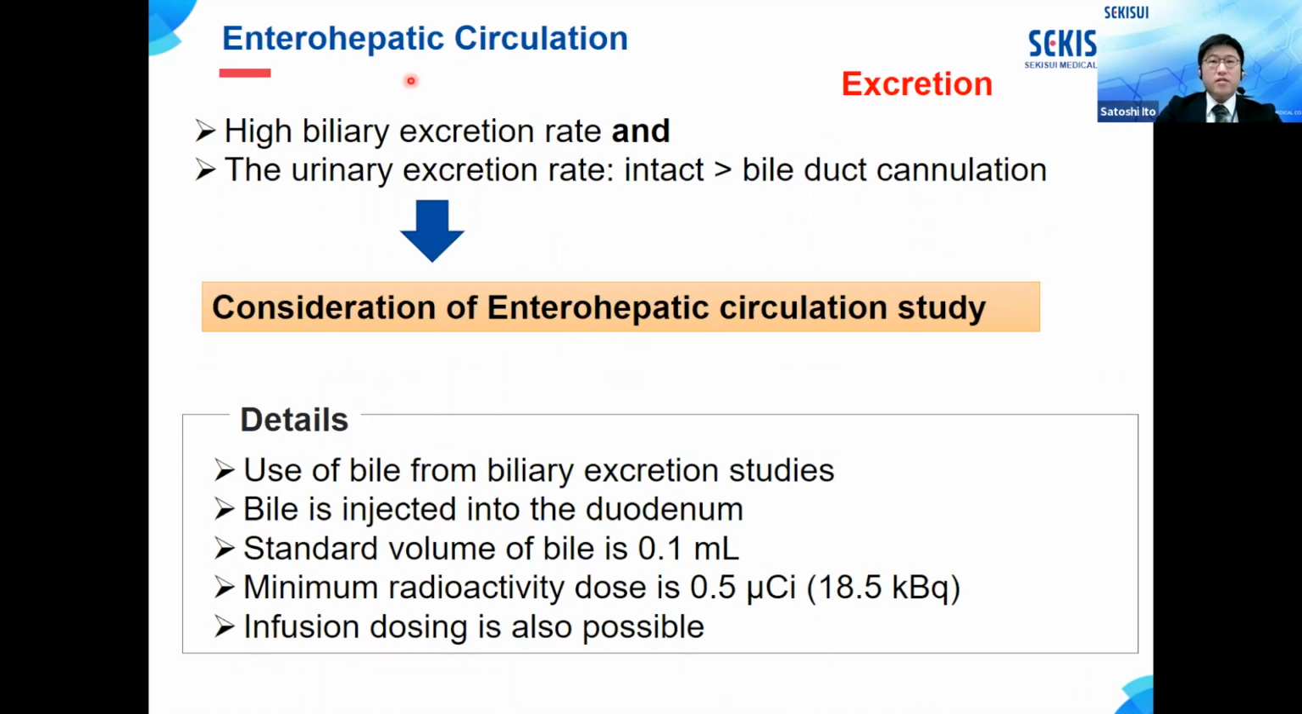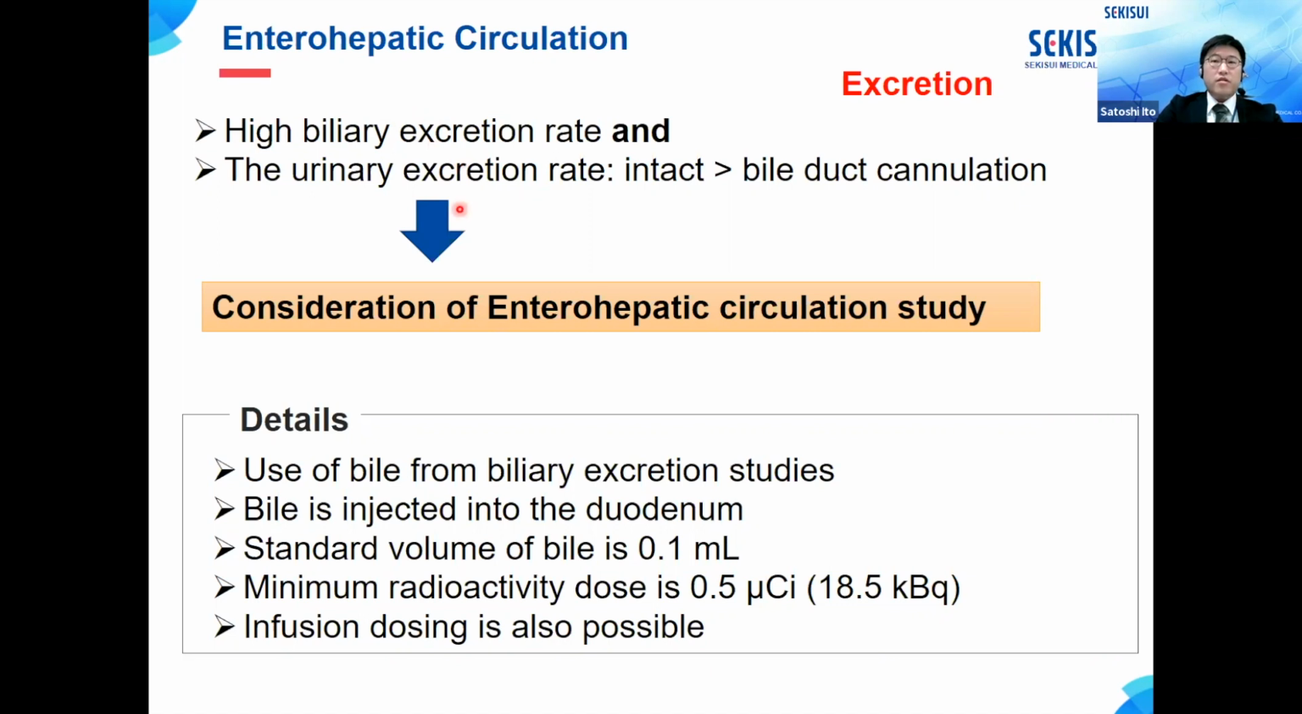Sometimes we suggest the enterohepatic circulation study, which can be the third excretion study. The enterohepatic circulation study is needed if, one, the excretion rate in the bile is high, and two, the urinary excretion rate of intact rats is higher compared to the bile duct cannulation rats.